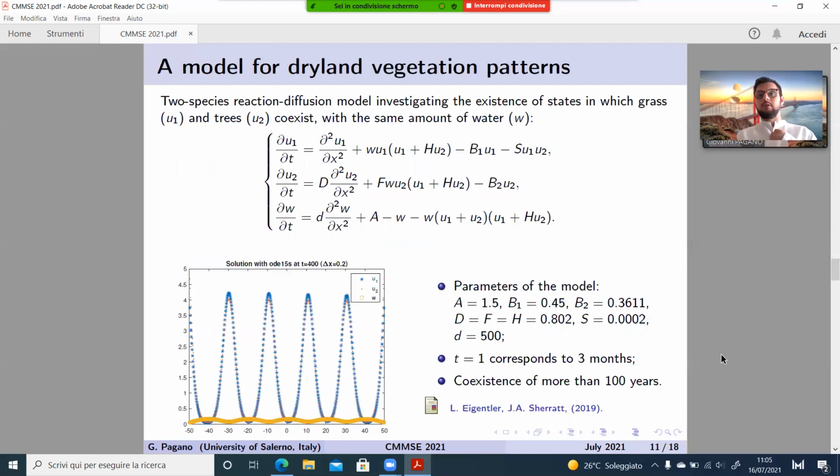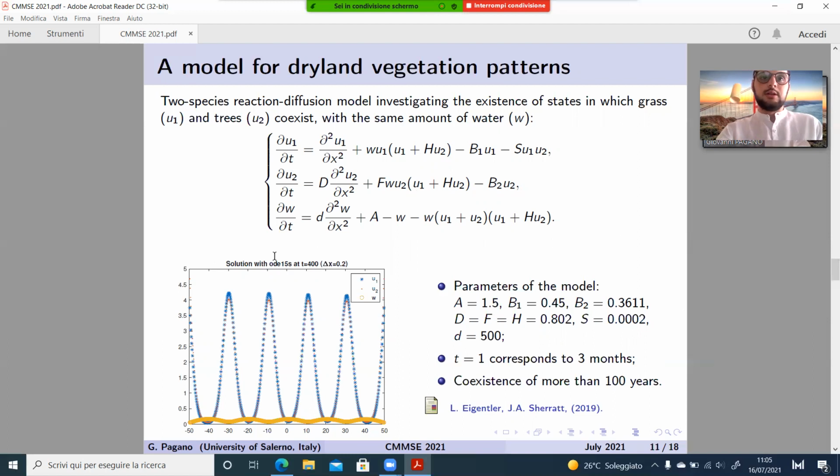Finally, this is the model we have considered from Sherratt. This is a model that describes the coexistence of grass and trees in arid environments with a low quantity of water. Therefore, we have three partial differential equations. We have a nonlinear term for each of these equations. Therefore, this model represents the situation in which trees and grass coexist in arid environments for a long time.